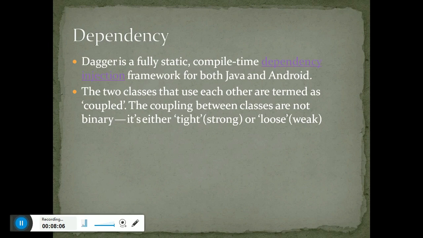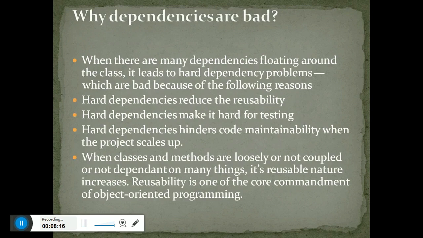That's it. And the coupling between classes is never binary. It is either tight or loose. Whenever you are asked about tight coupling and loose coupling, as I told you before on the second slide, dependencies most of the time are bad, because they reduce reusability due to tight coupling. Hard dependency makes testing hard. Hard dependency hinders the code's maintainability as the project scales up. And when classes and methods are loosely coupled, not dependent on many things, they are naturally reusable.